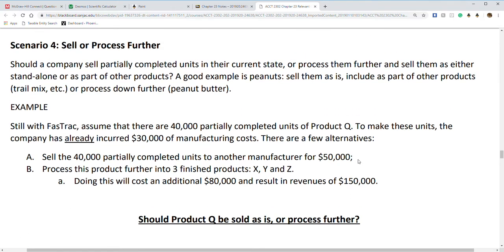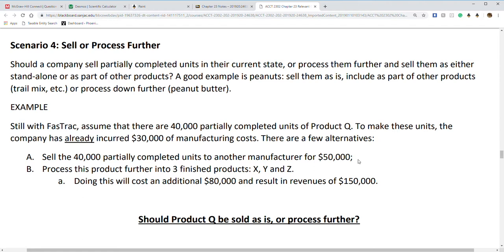So, scenario number 4. Yes, we're getting close. Okay, so sell or process further. This is now where we're starting to make units. We probably purchased a company, or we decide to wind down the division. Something could have happened, and we have partially completed units. And we could either sell them as is, or actually fully produce them and make them actual products.